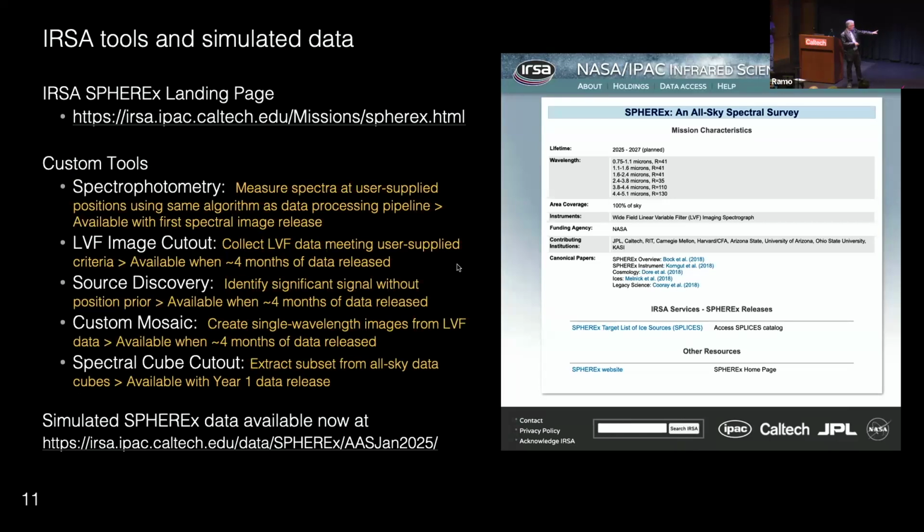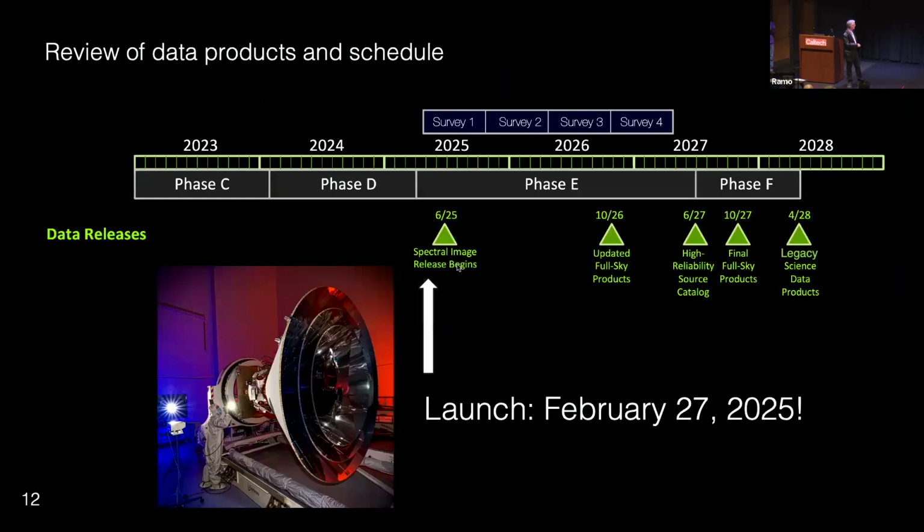If you go to the URSA website, /data/spherex/WASJAN 2025, there are some sample data sets there that you can already start to play with. So you have a leg up when these things start coming out in about 100 days from now, or 120 days from now, when they start appearing in the URSA archive. Okay, here's our timeline, and I'll leave it there. I'll take questions. Thank you.